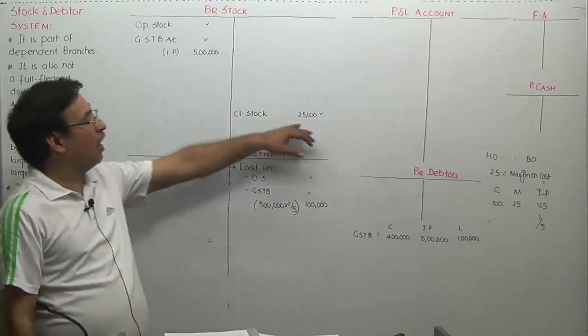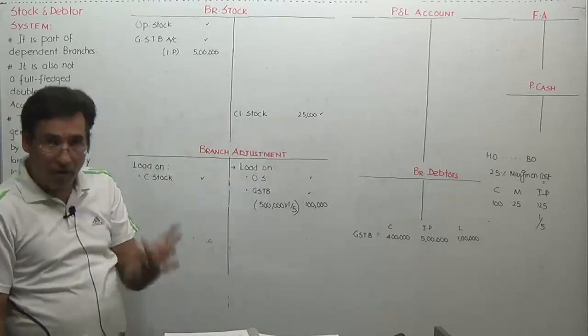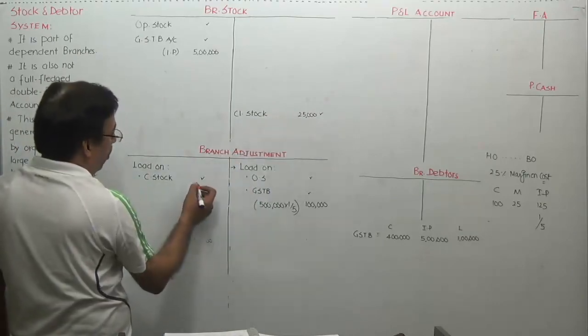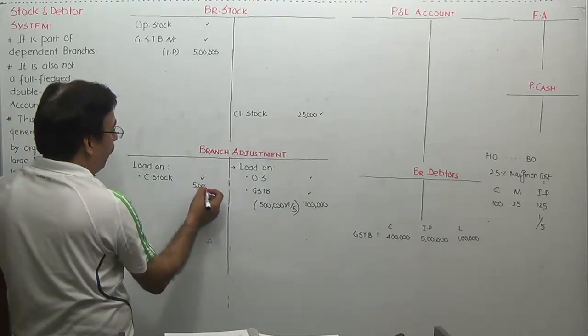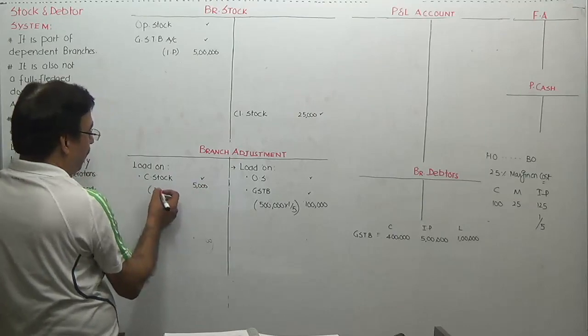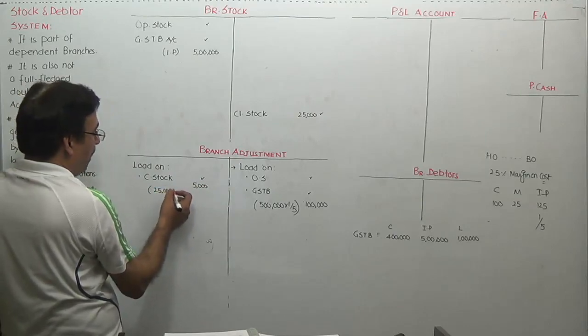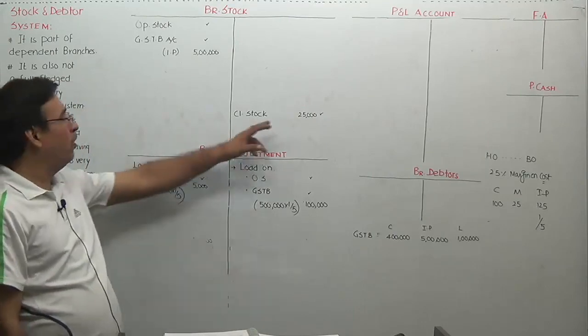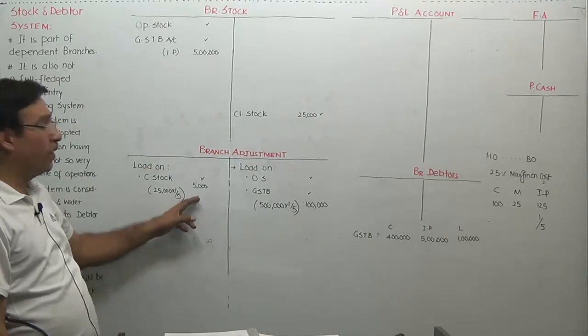If 25,000 worth of goods remained unsold, I am going to write their loading on the debit side, and loading will be 5,000: 25,000 into 1 by 5. Everyone knows that loading of closing stock is done on the debit side.